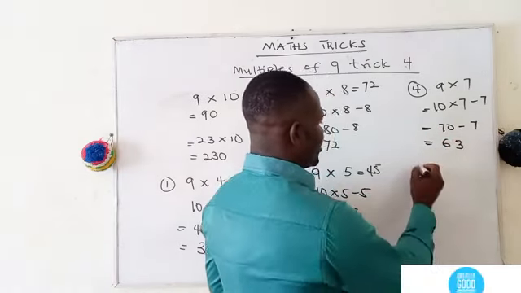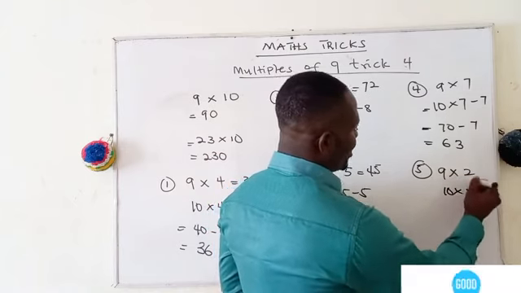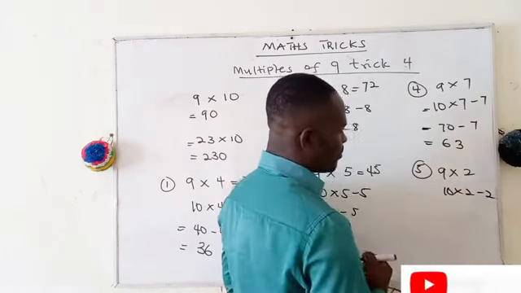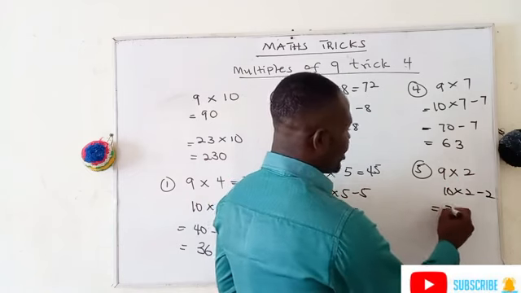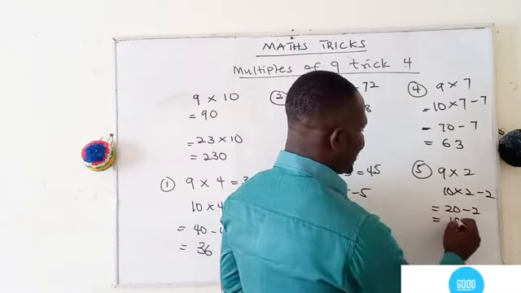The last but not the least, number 5. When you have 9 times 2, instead of multiplying the 9 with the 2, you make it 10 times 2 and deduct 2 from it. So that means you are going to get 20 minus 2. That will give you 18, which means that 9 times 2 is 18.